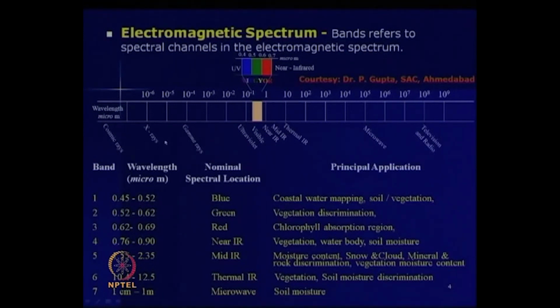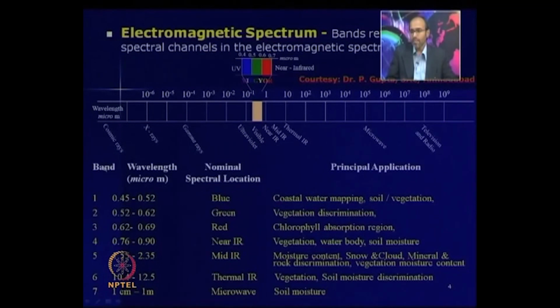Like cosmic rays, X-rays, then gamma rays, ultraviolet, visible, near infrared, mid infrared, thermal infrared, microwave. Then the wavelengths used for television and radio. Actually, for remote sensing purposes we use the range starting from ultraviolet to sometimes microwave. Here I have listed various bands. The band here refers to spectral channels in the electromagnetic spectrum.